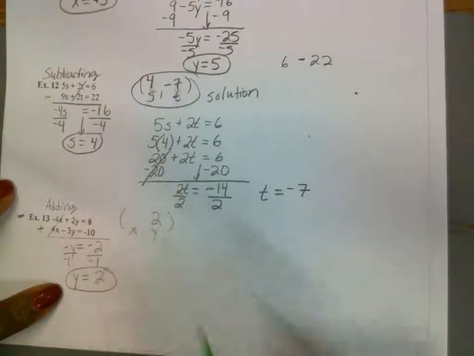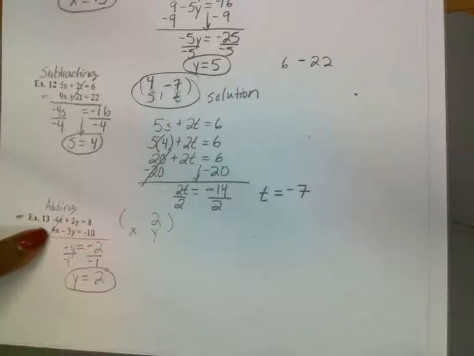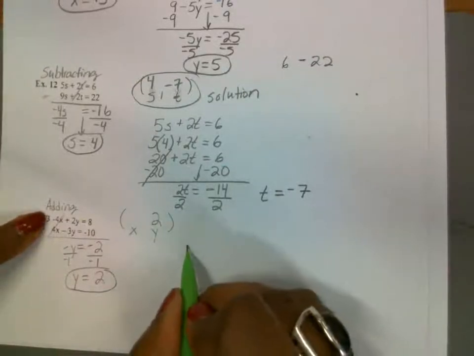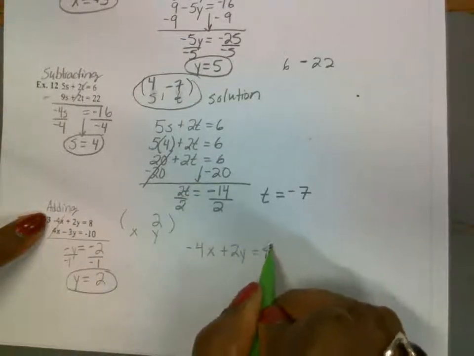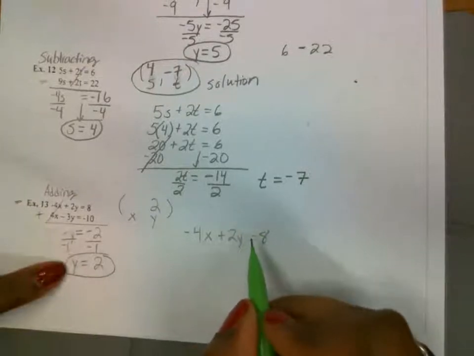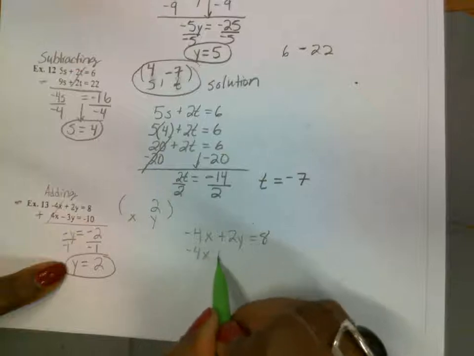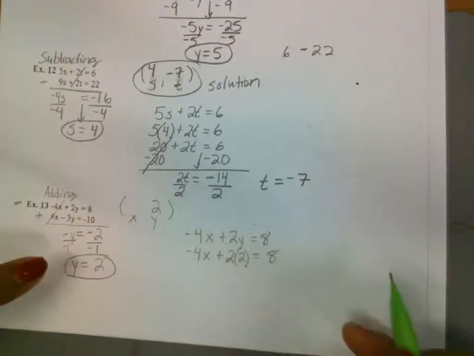So now you're trying to find x. So you're going to pick the easiest equation. Doesn't matter which one. I'm going to choose the first one. We got negative 4x plus 2y is equal to 8. And here we are going to substitute 2 in the place of y. So this is negative 4x plus 2 times 2 is equal to 8.